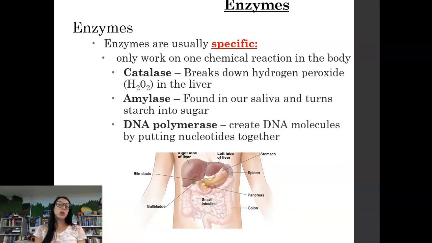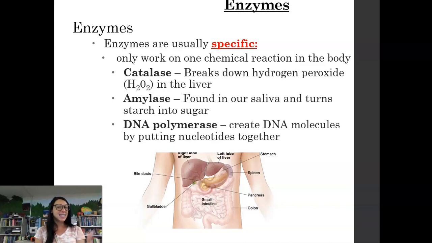We'll also have an enzyme called DNA polymerase. Now, don't forget about DNA polymerase. We're going to talk about DNA polymerase second semester, and it's really a fascinating enzyme. It is necessary in order to help create DNA molecules by putting nucleotides together. Now, you might not have any idea what that means, but we're going to talk about it. So DNA polymerase is another enzyme found in your body to make this happen.